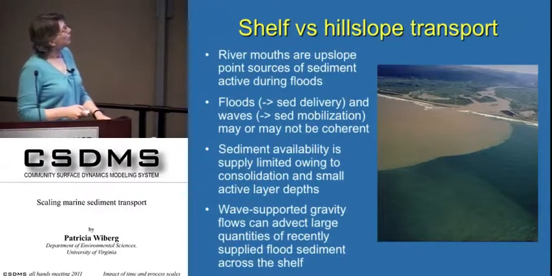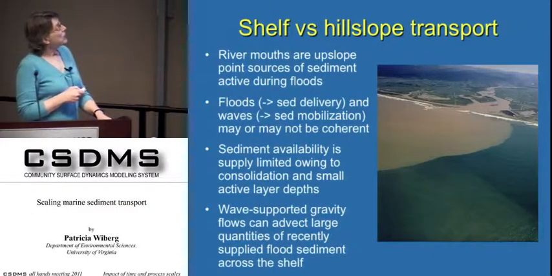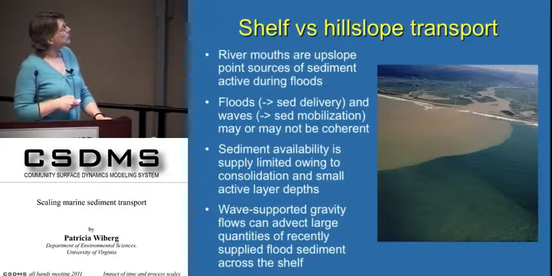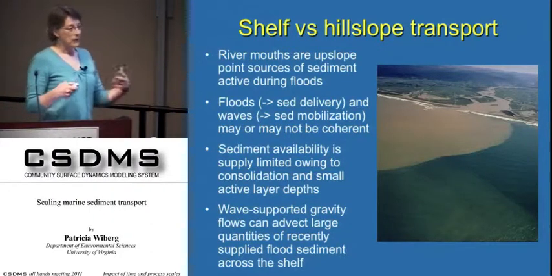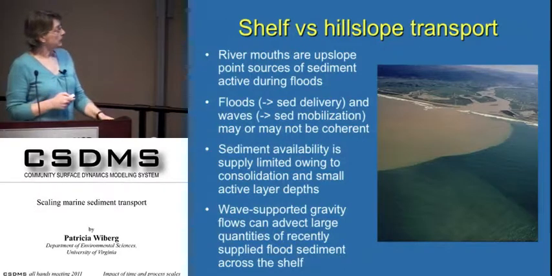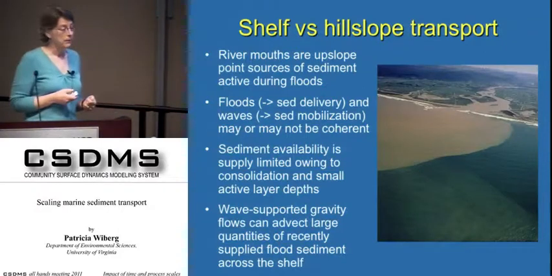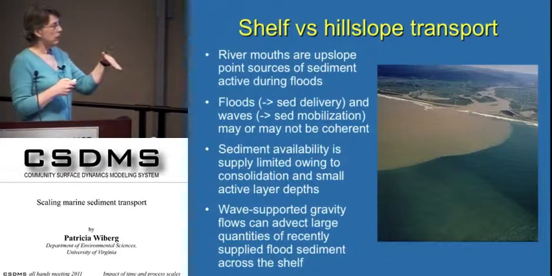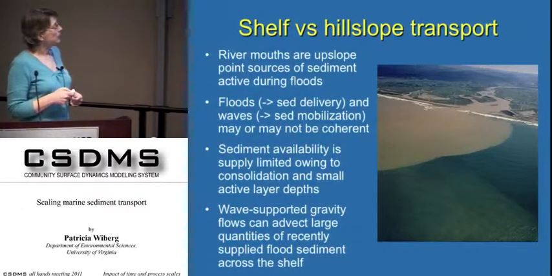In this case, we have river mouths, which serve as upstream point sources for sediment, which are active during floods. Almost all of the material delivered to the shelf comes from these. The floods that deliver the sediment and the waves that are able to mobilize the sediment may or may not be correlated with each other or synchronous in time. Sediment availability on the shelf, despite the lack of vegetation and large expanses of open sediment, is for the most part supply limited owing to consolidation of the fine grain sediment and to prevalence of small scale bed forms that limit the active layer depths even in the sandier part of the system.